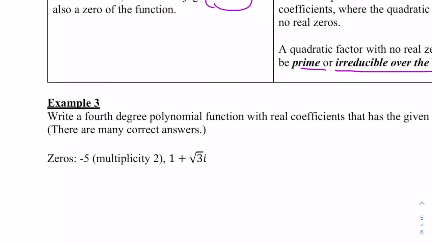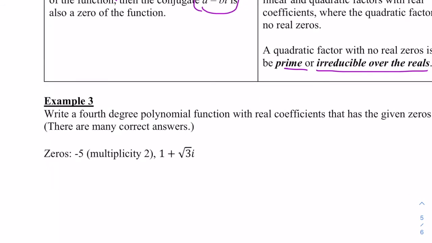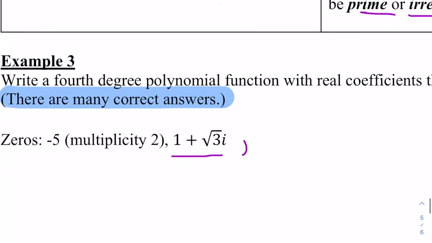Okay, so let's go to writing some equations. So here we want a 4th degree polynomial, and again, I want to highlight these sorts of problems. There will be multiple answers, and I'll show you how, but we're going to just write one. So we want a 4th degree polynomial with zeros -5 with a multiplicity of 2, and 1 plus root 3i. So if we know that 1 plus root 3i is a root, we know that its conjugate, 1 minus root 3i, is also a root.